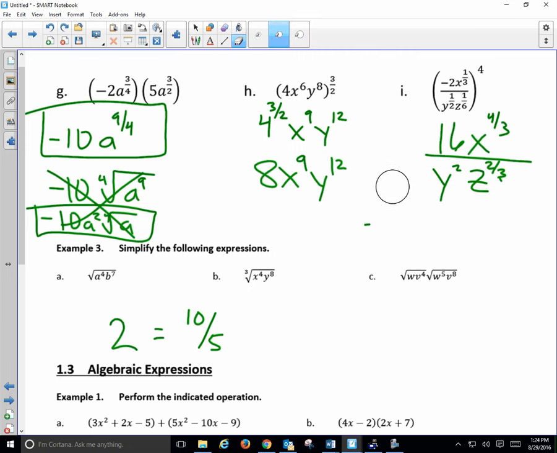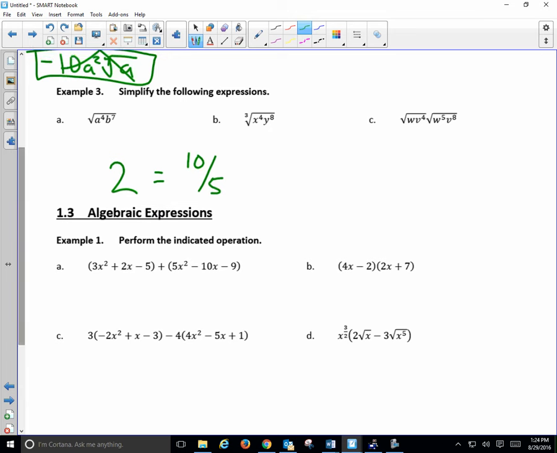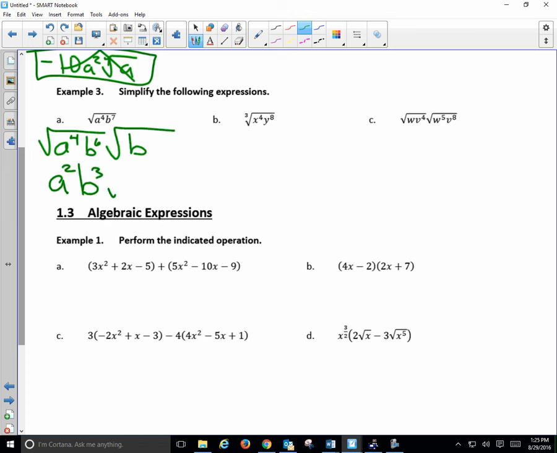So, okay, 3 more problems. That's it. Not too bad. Okay, letter A. Perfect square, a to the 4th. All right. B to the 7th. Uh-oh. So what do I do? Reduce it by 1 to b to the 6th. And there we get a squared, b to the 3rd, root of b.